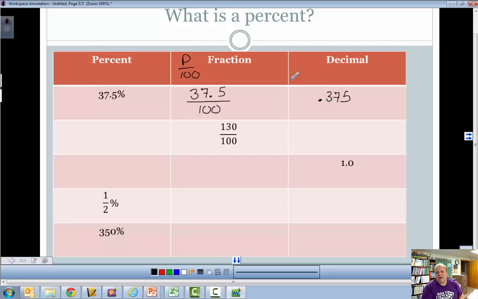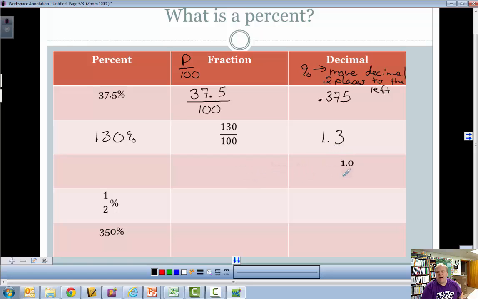Then if I make my decimal, it's simply going to be 0.375. Because if I have my percent and I'm going to go to my decimal, I'm going to have to move the decimal point 2 places to the right. No, to the left. Now that we know that, this should be pretty easy. If I have 130 over 100, that's going to be 130%. That as a decimal, 2 places would be 1.3.